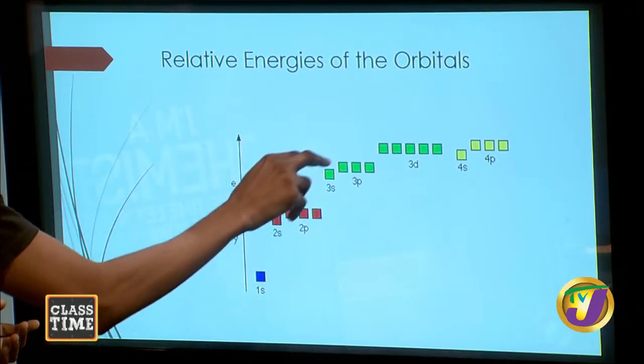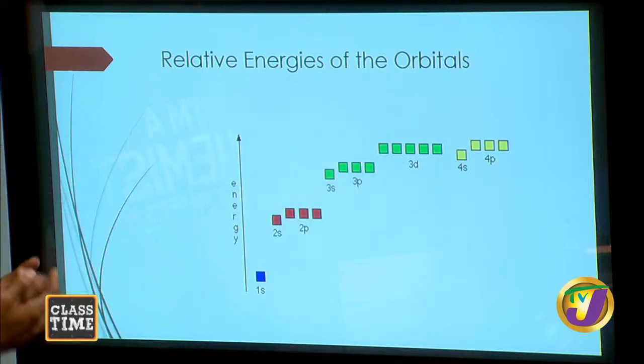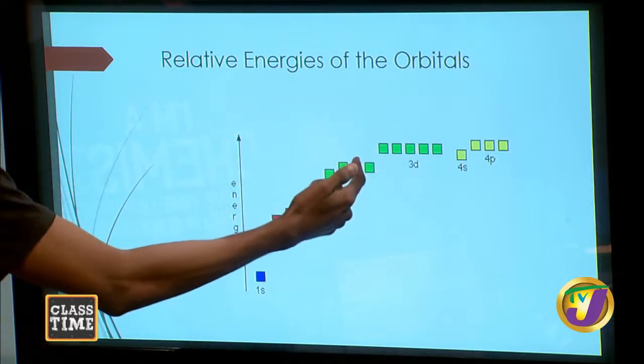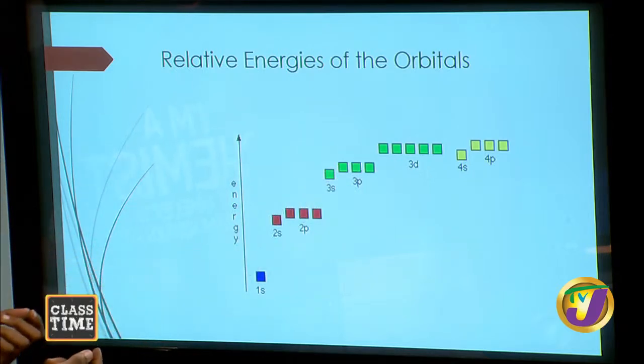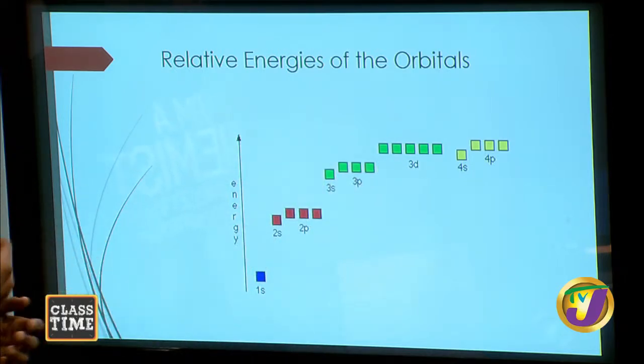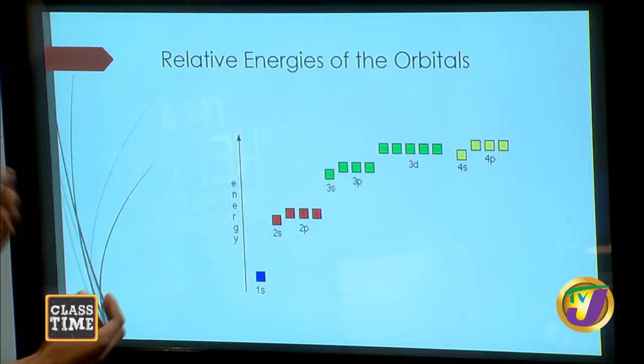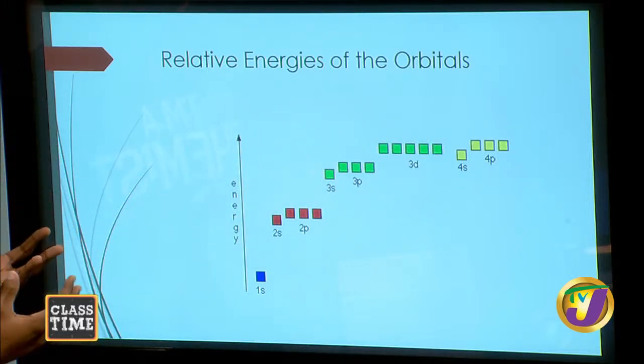Then you have the 3s and the 3p. And at the third energy level, we have the introduction of the d orbitals, which are higher in energy than the 3p and the 3s. Now, at the fourth energy level, we have the 4s, the 4p, the 4d, the 4f. The 4f and the 4d aren't shown here because I want to highlight something.